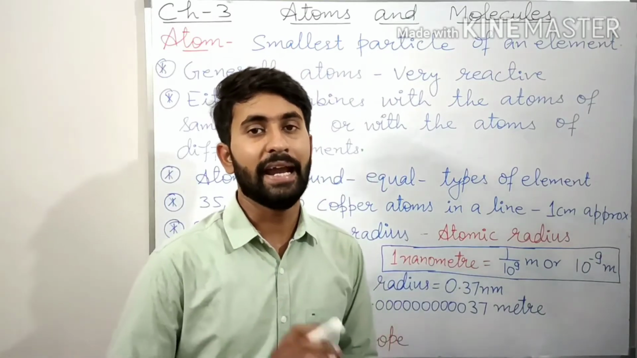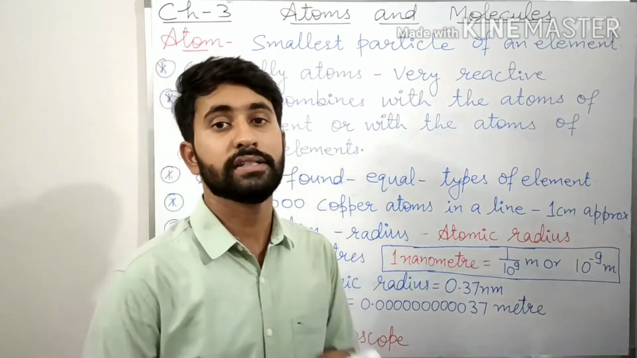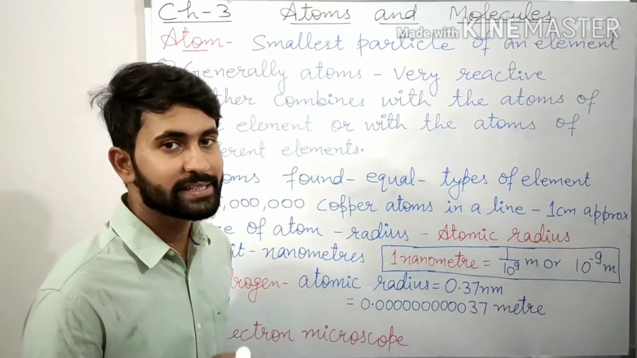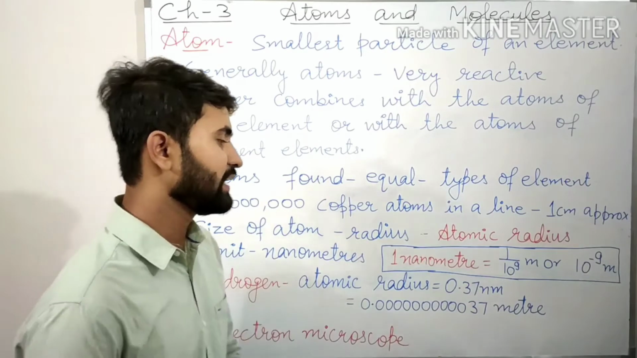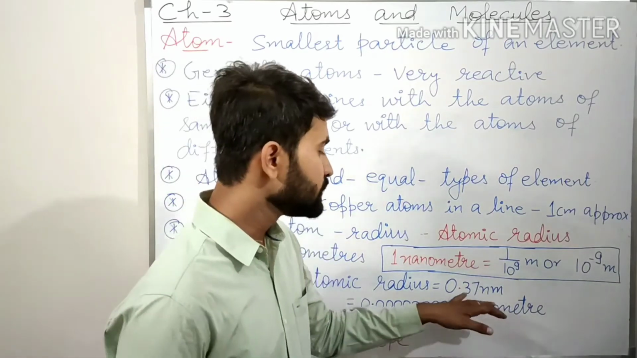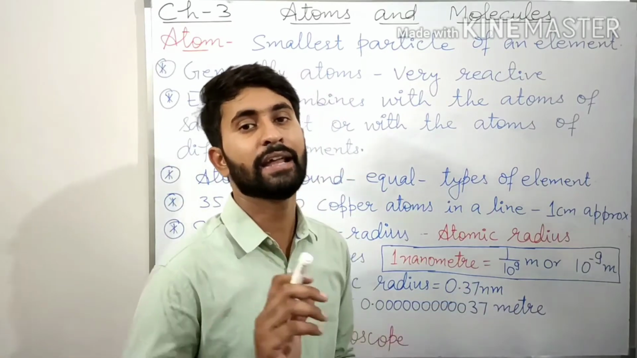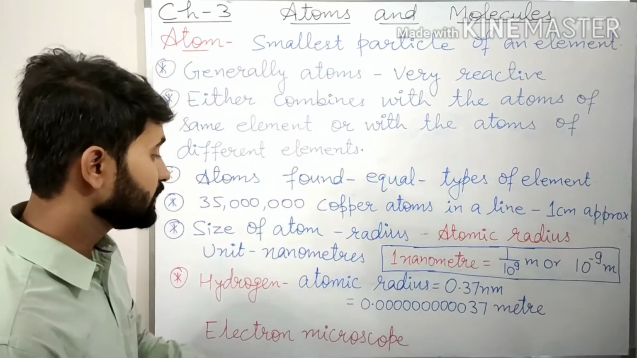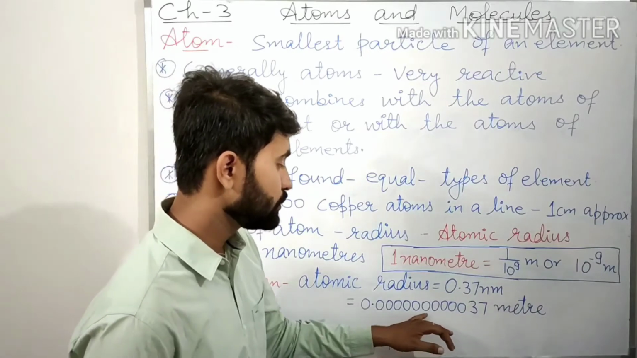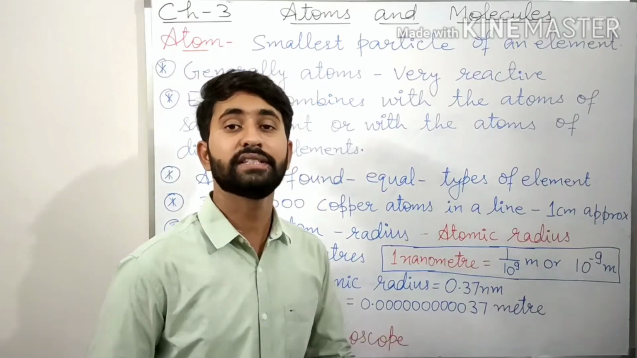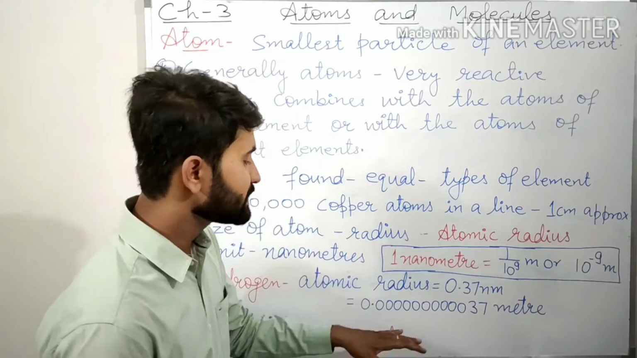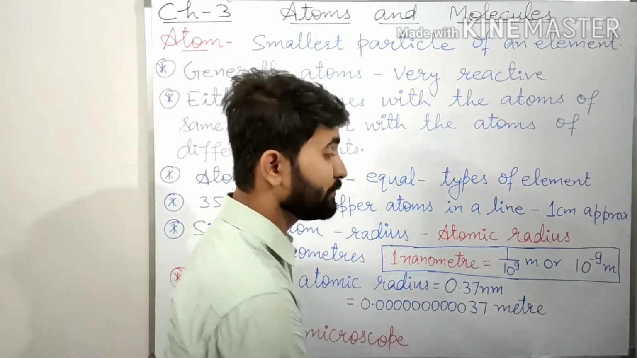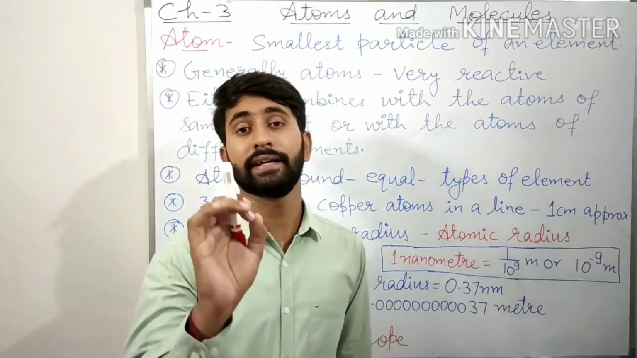The smallest atom that is found is of hydrogen. The atomic radius, or we can say the size of the hydrogen atom, is equal to 0.37 nanometer. If we express it in meters, then we will get 0.00000000037 meter. So it is a very small number. That's why the hydrogen atom is very small in size.